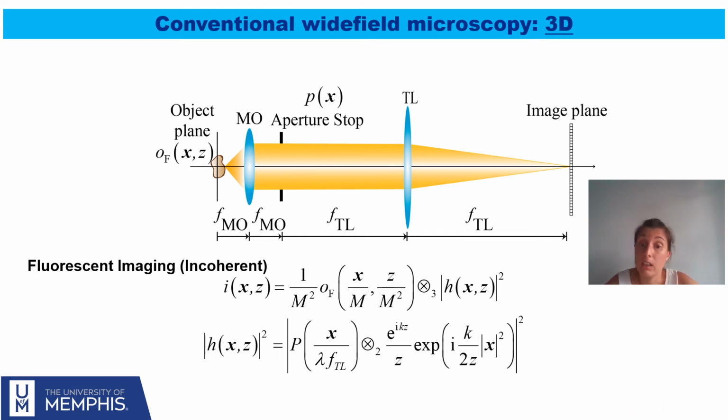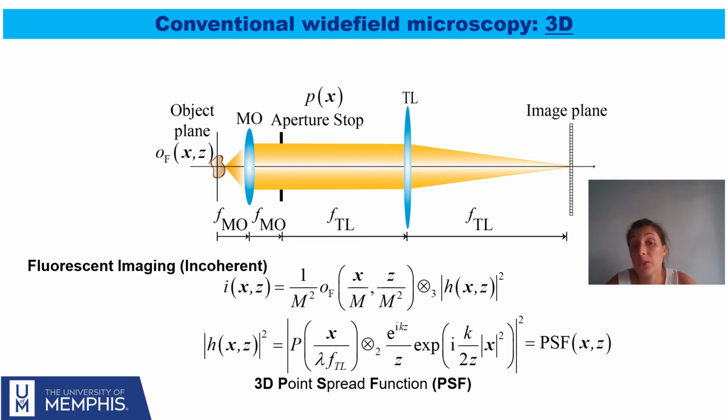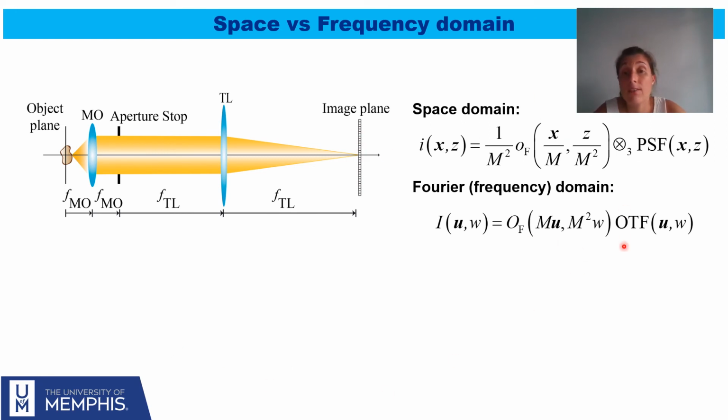What happens a lot of the time in microscopy is that our object is fluorescent, right? So the distribution of our object is incoherent. So what we need to do is convolve with the incoherent impulse response of your system, which is just the modulus squared of the amplitude distribution. That's why we have the modulus squared here. And this is what we're going to call the 3D point spread function, which you're going to find in the literature as the PSF.